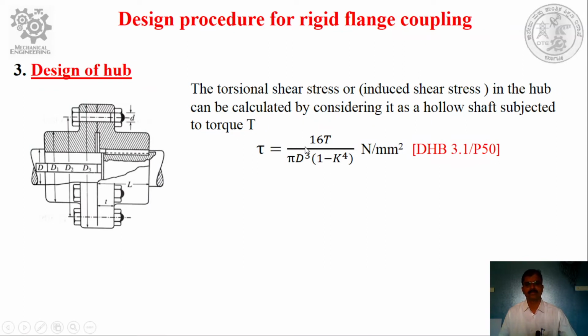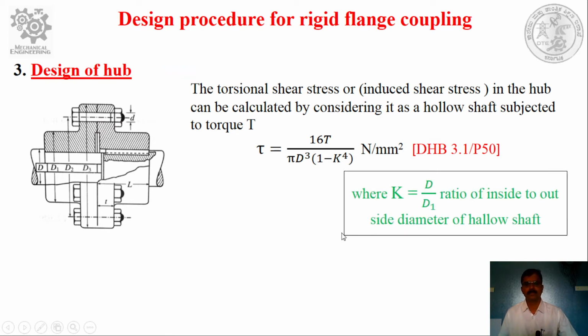Tau is equal to 16 T divided by pi d cube into 1 minus k to the power of 4, that is the Newton per millimeter square. This is in red color, it shows where it is actually there in the data handbook. The equation number 3.1 and the page number is 50. It is available in that book.